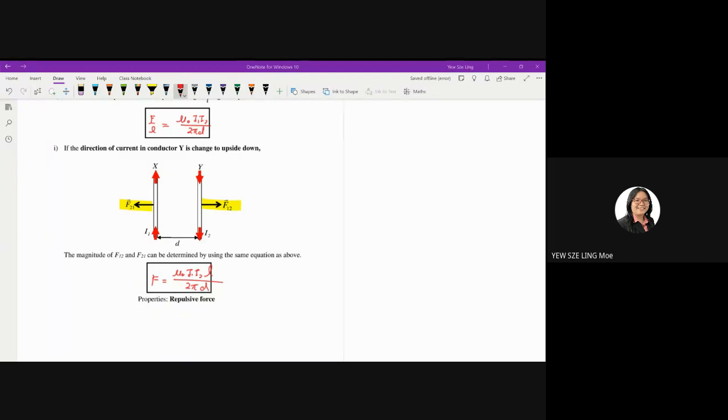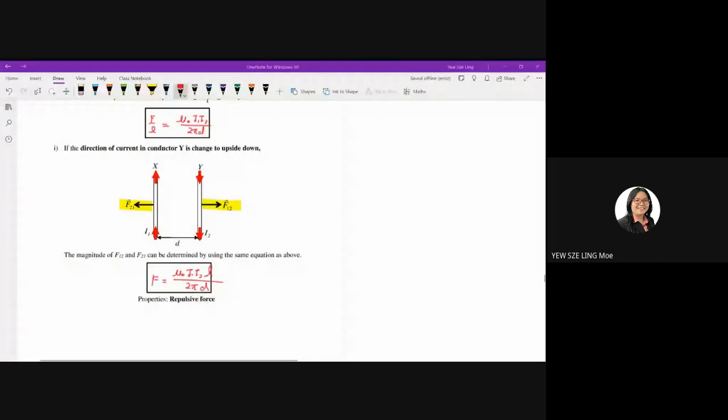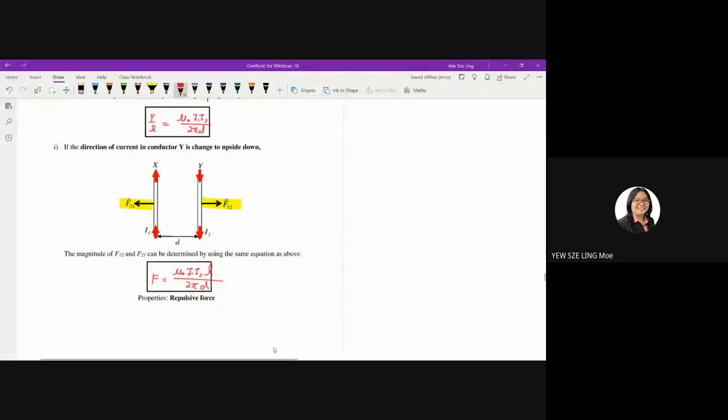Oh, we still have two subtopics. In that case, I will leave it for next week. I'm not going to finish it today. I can't finish it today. I hope that if you have time, of course, you can go through it already. If not, then just keep it until next week.